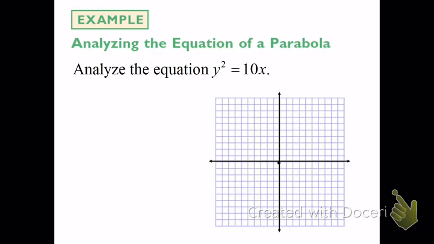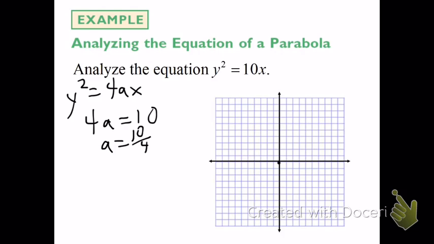That means we have to find what a is, so we're going to take this equation and solve for a. So we know that the form of the equation is y squared is equal to 4a times x. And so, therefore, in this case, 4a has to be equal to 10. So we're going to divide by 4 on both sides. We get 10 over 4, or 5 halves, for a, which is 2.5.